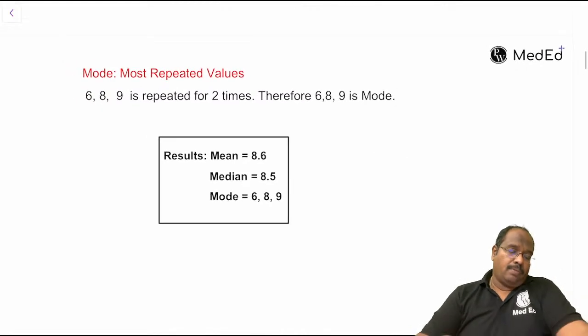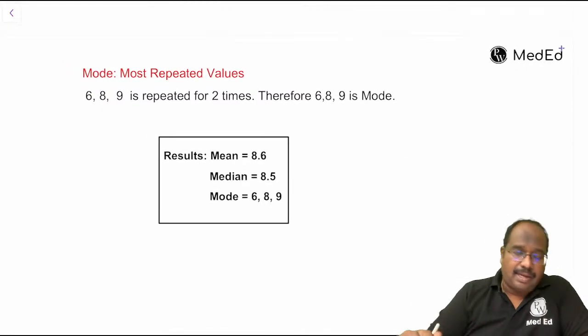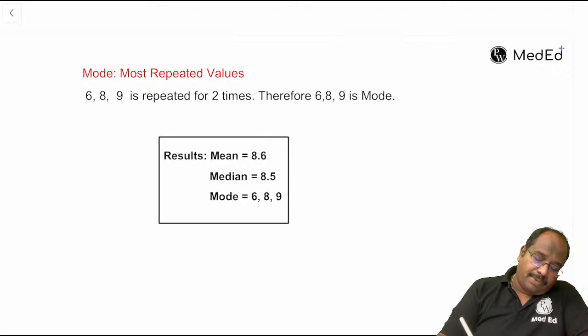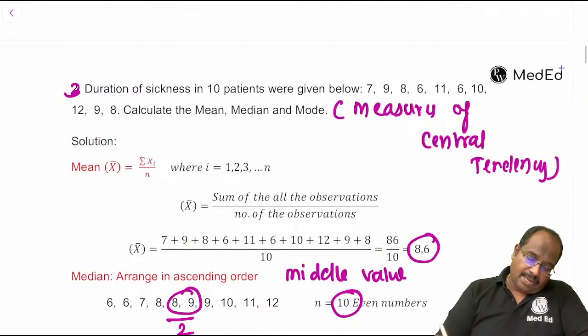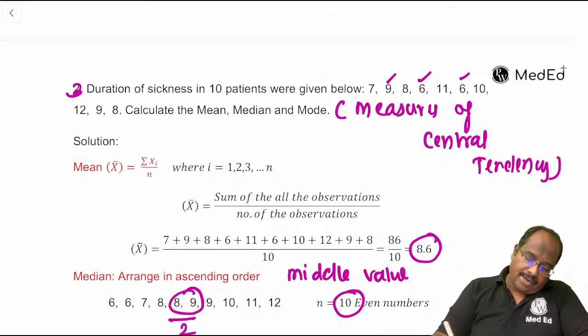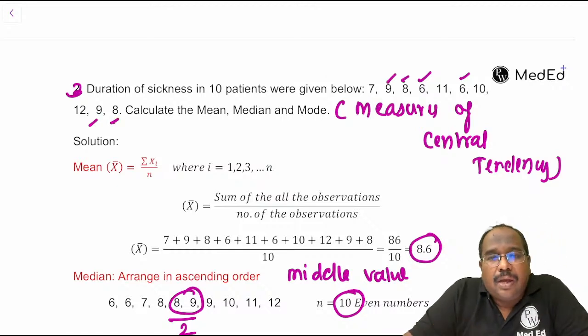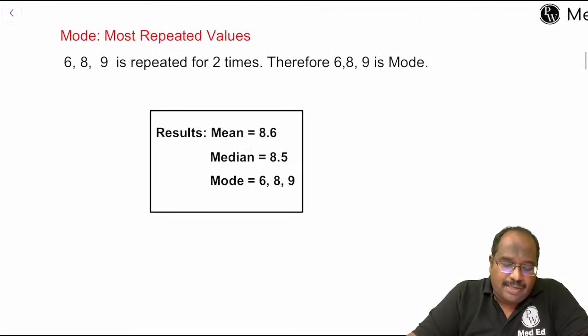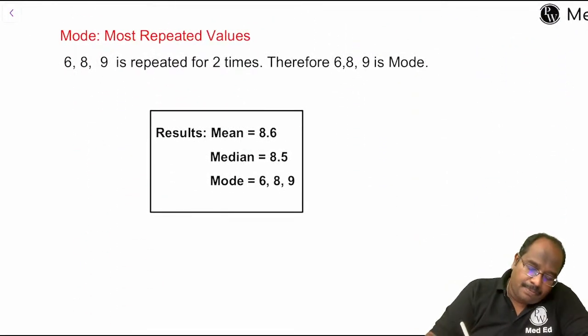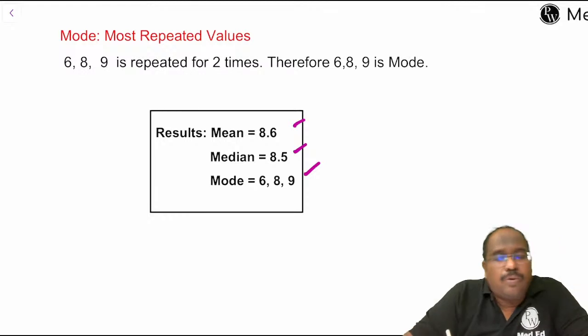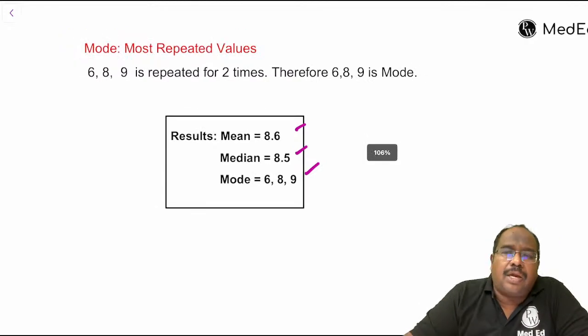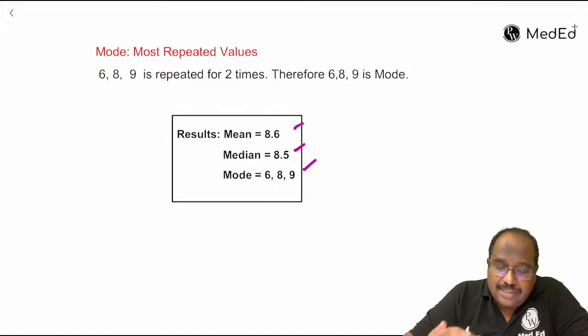What is mode? Mode means the most repeated value in the data. Which number comes again and again? Here 6 came again, 9 came 2 times and 8 came 2 times. So these are the three values. You just summarize it: what is mean, what is median, what is mode. Straightforward, very simple question. We should not make mistakes. The mean, median and mode are measures of central tendency.